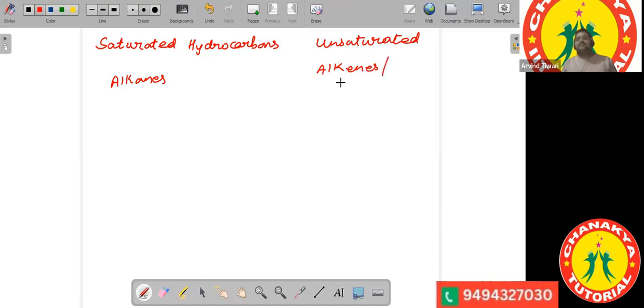Both alkenes and alkynes are unsaturated, as they can perform addition reactions. Some substances can be added to them without any atom being removed out of them.